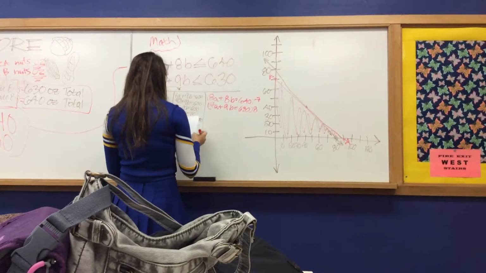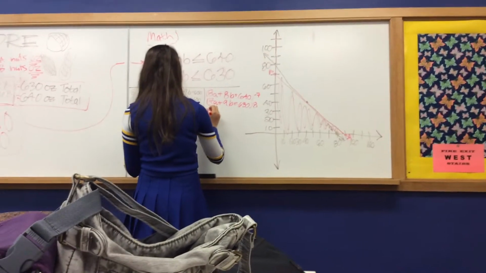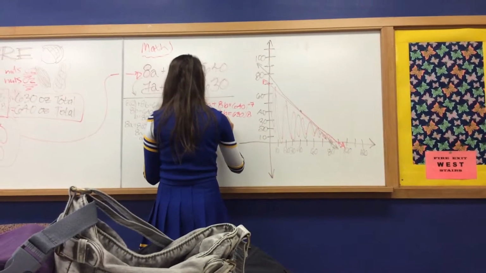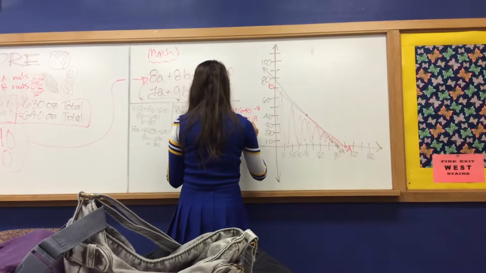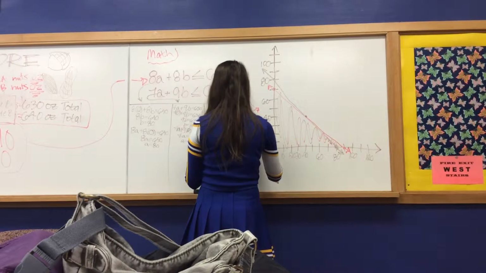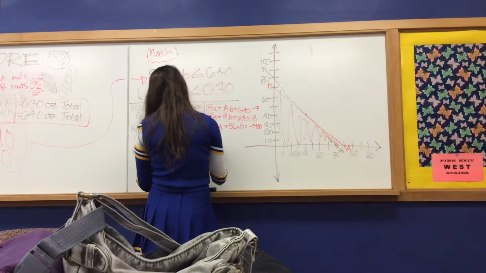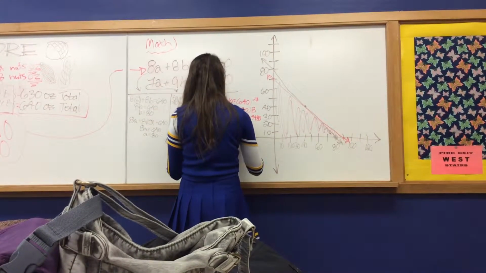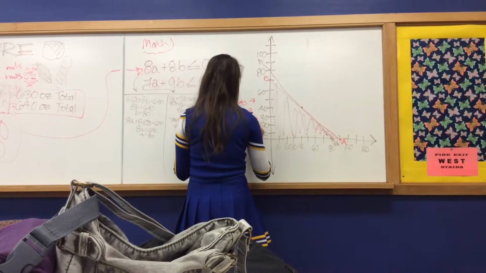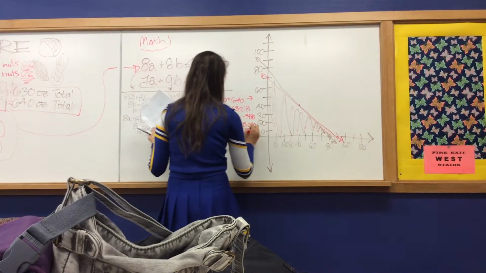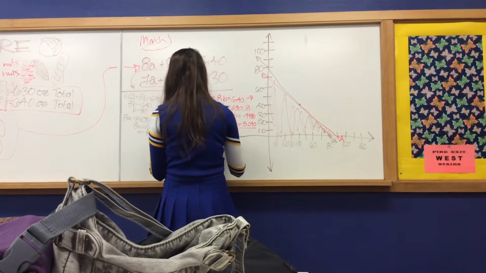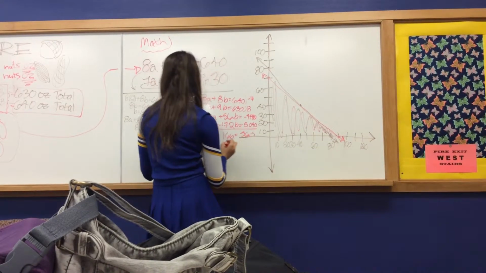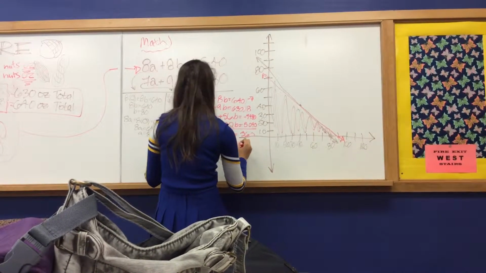So in order to find that equation, it would be negative 56a plus 56b equals negative 4,480. And then this one would be 56a plus 72b equals 5,040. Then we subtract them, and we find 16b equals 560, and b equals 35.